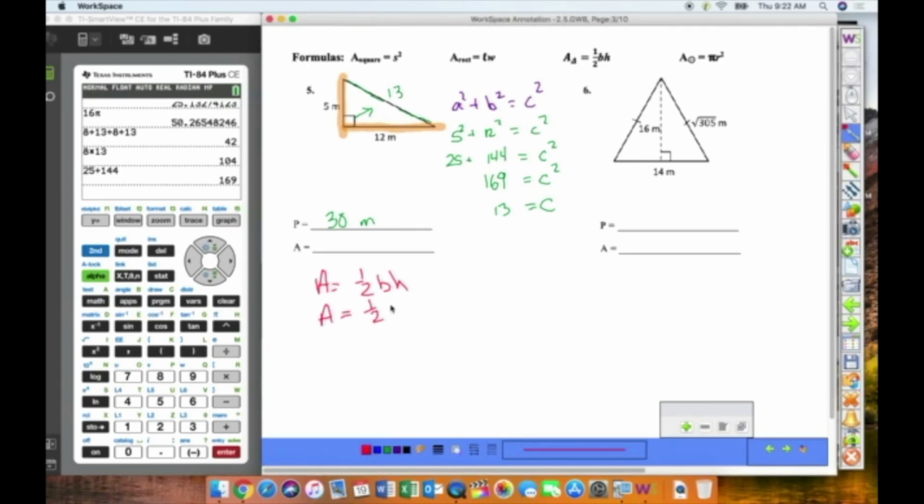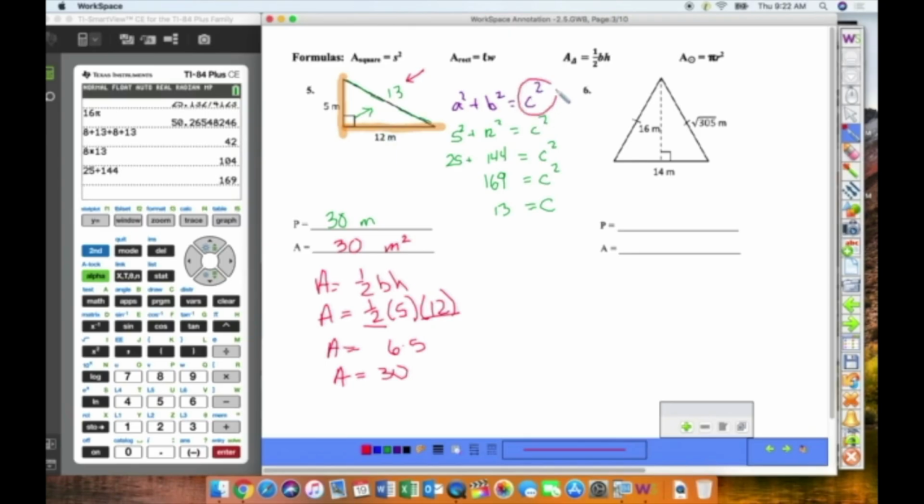So 1/2 times 5, notice I like to use parentheses, times 12. I could actually do this in my head because I got to take half of one of these numbers. Half of 12 is really 6, so you got 6 times 5 in that situation, which is 30. So the area is 30 square meters. Now it just so happened that we got the same area and perimeter. That doesn't always happen. But we needed to do the Pythagorean theorem to find this missing side, and the only time you can do that is when you have a right triangle.